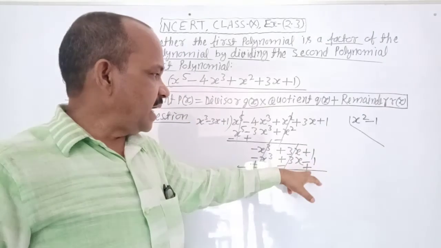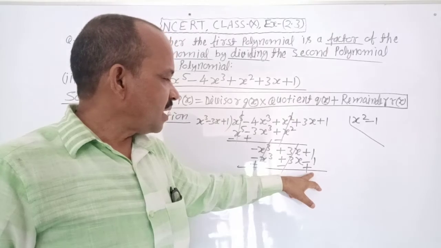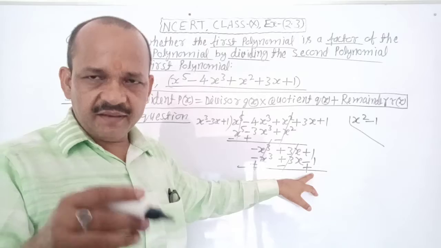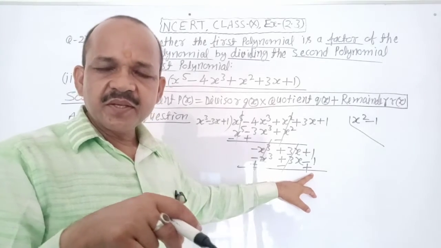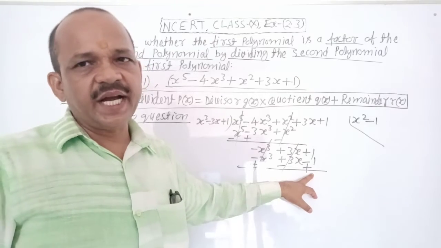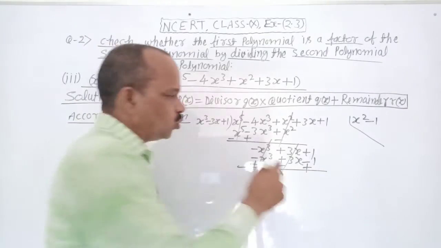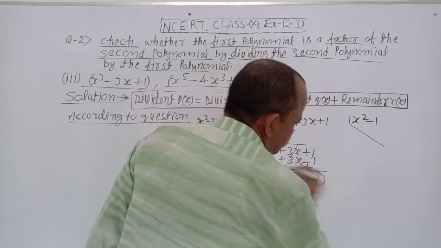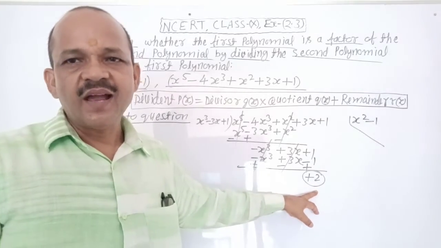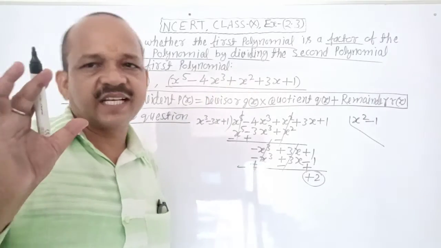Here plus 1 and here plus 1. Both are same with same sign, so you can add it. Plus 1 and plus 1 become plus 2. You find the remainder plus 2, not 0. Hence, the first polynomial is not a factor of the second polynomial.